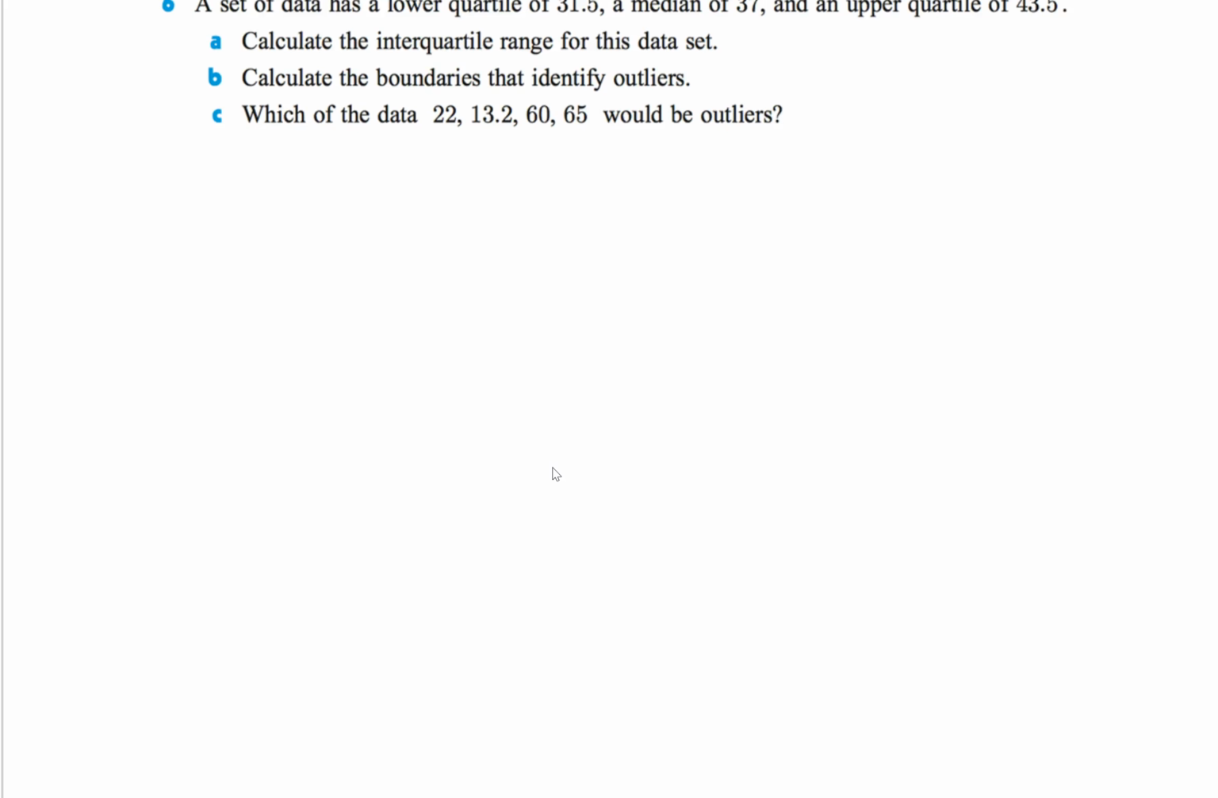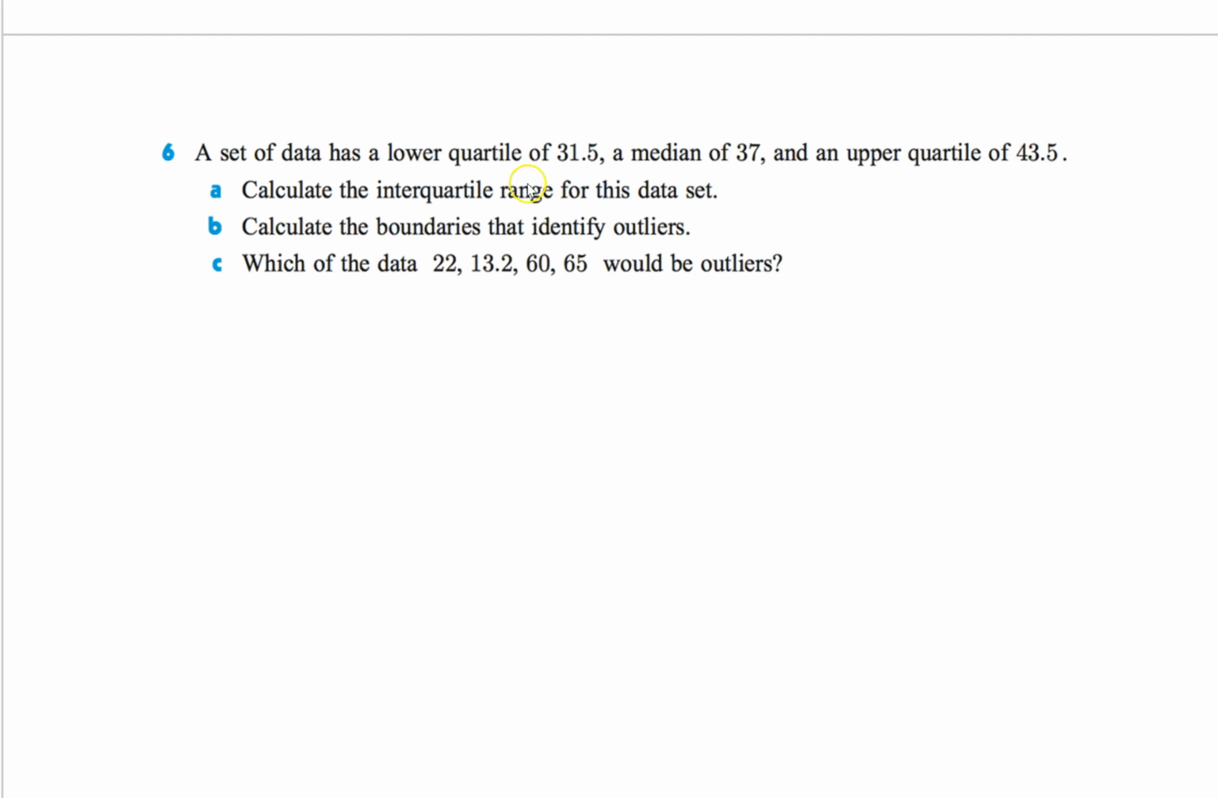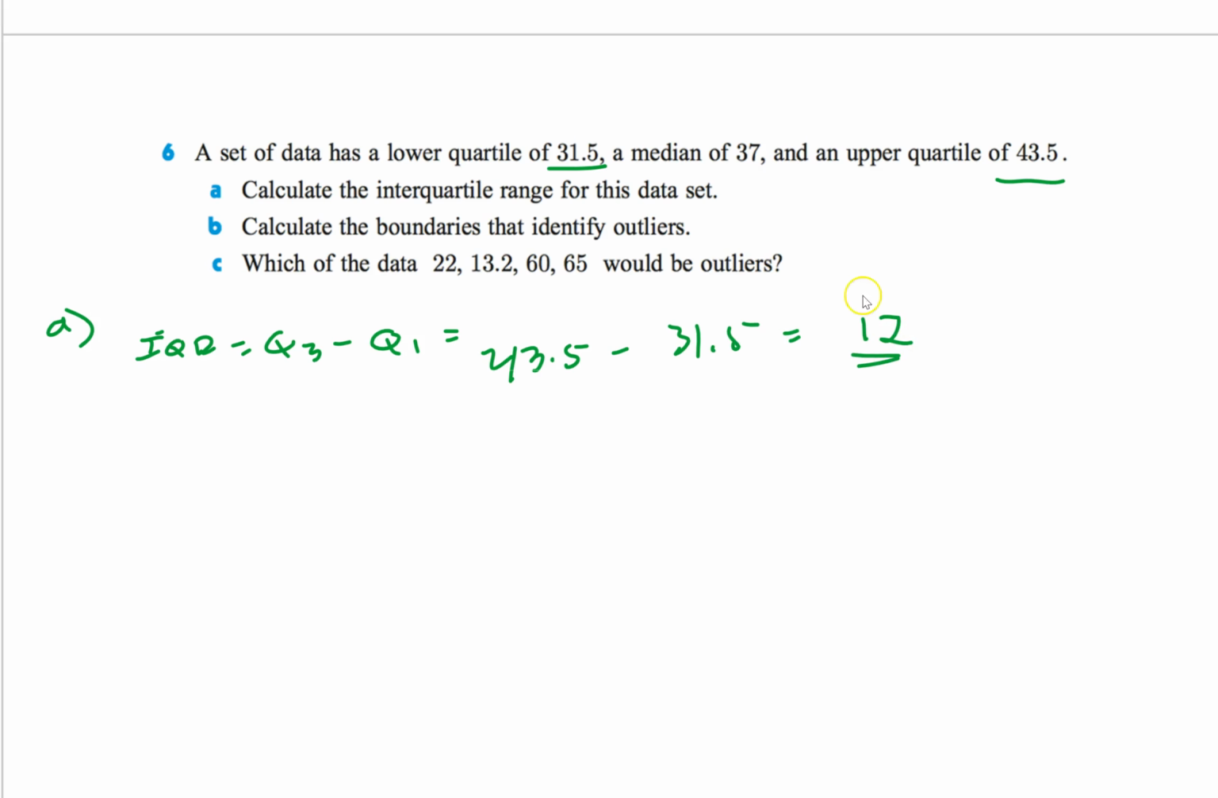So here's our first one. A set of data has a lower quartile of 31.5, a median of 37, and an upper quartile of 43.5. So the first question is, find the interquartile range. IQR is just Q3 minus Q1, or upper quartile minus lower quartile, which they gave us. So 43.5 minus 31.5, also known as 12. That's my IQR.